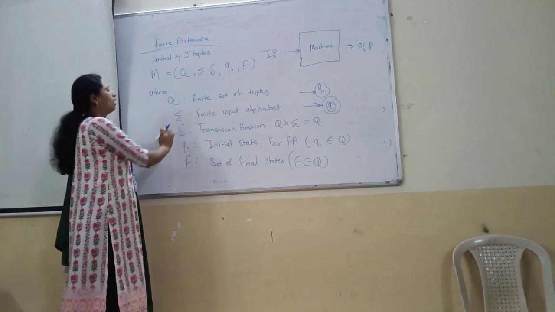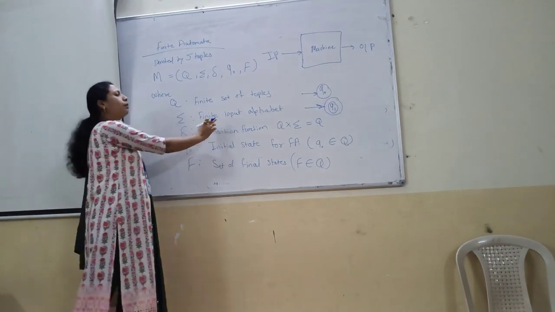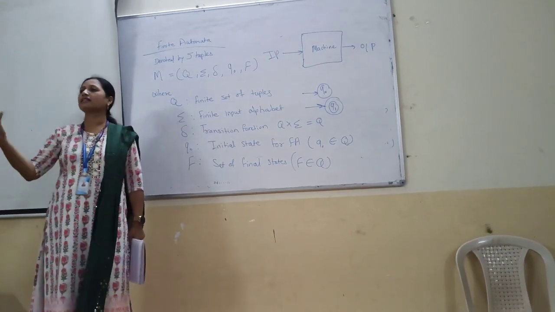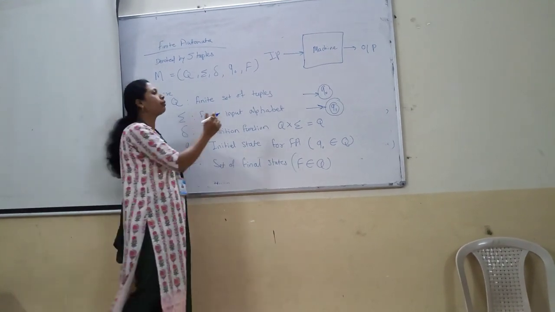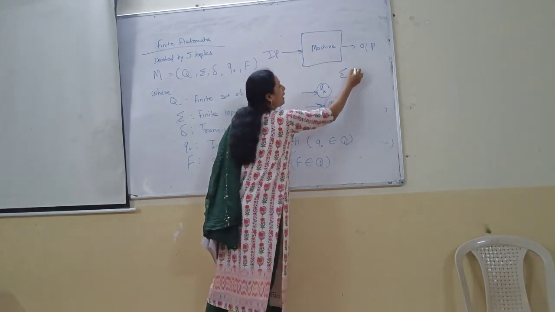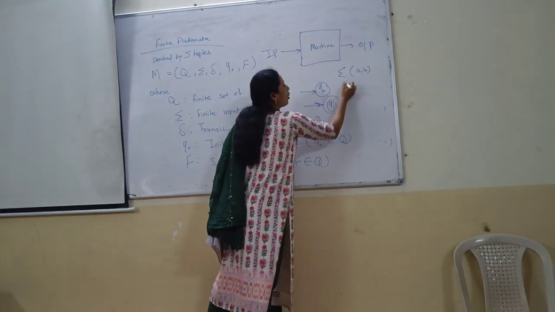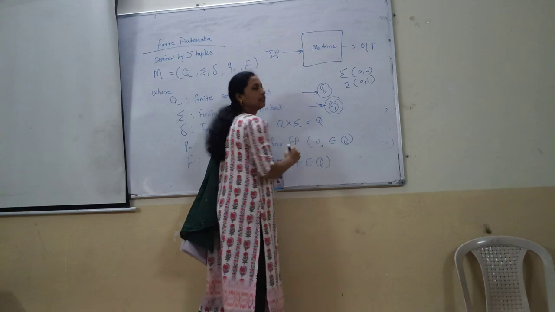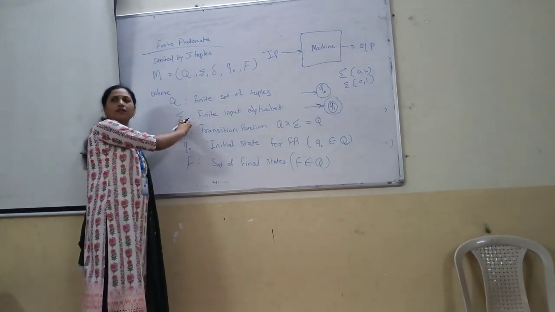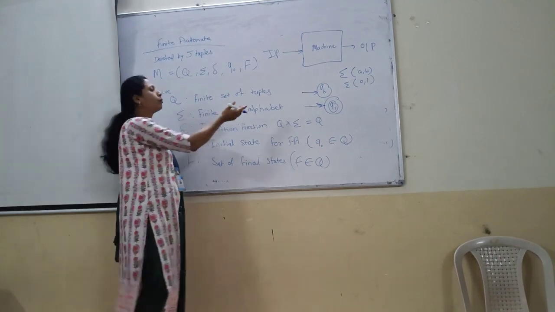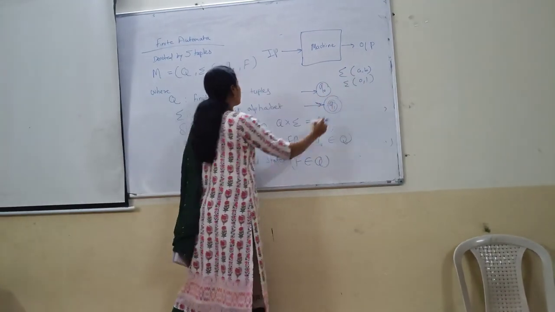Now sigma is a finite input alphabet. Already we are seeing the length of the string as 2. Okay, what input do we have to give? We can give any input like A, comma, B, or we can have binary input 0, comma, 1. So in sigma we are mentioning what alphabets we are using.